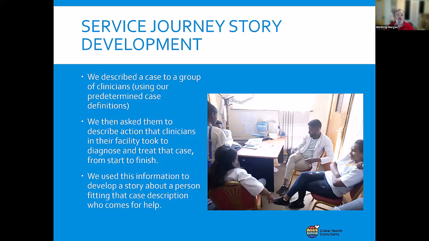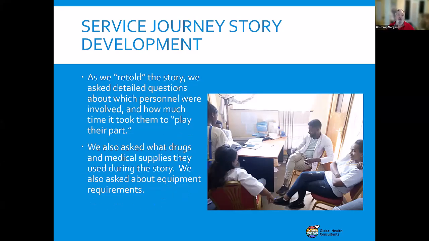And so they would tell us in detail exactly what procedures they do, who they do it with, what they're doing. And then after they had told that story to us, we retold it to them. So as we were retelling the story, we would encourage them to correct us. Oh, what did I forget? What am I saying wrong?